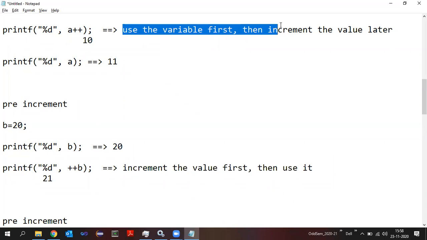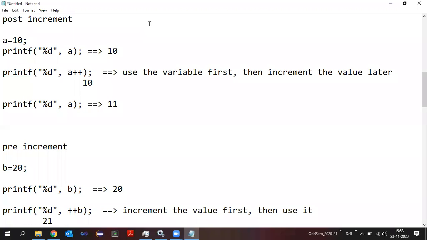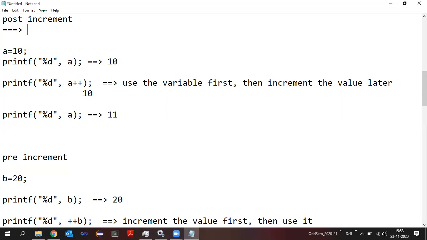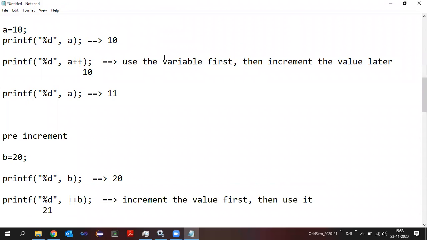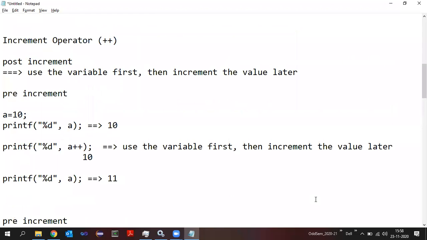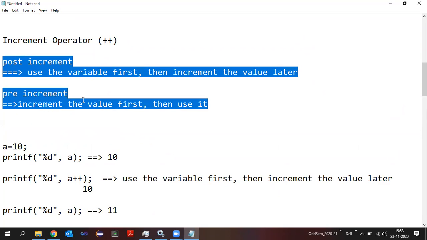Okay, first one is this one. What happens in the post increment? Post increment: use the variable first, then increment the value later. Whereas in the pre increment, what has to be done? Increment the value first and then use it. This is about what the pre and post increment.